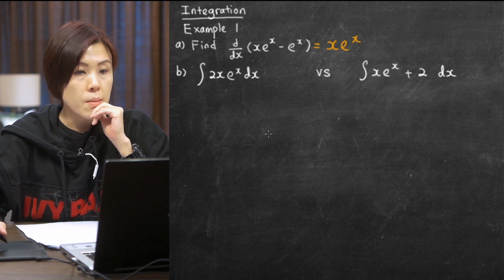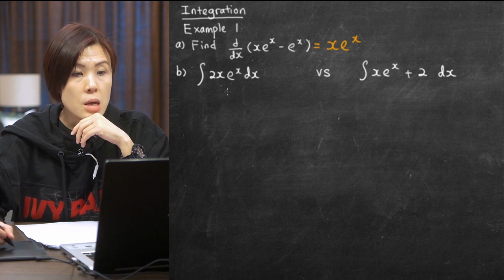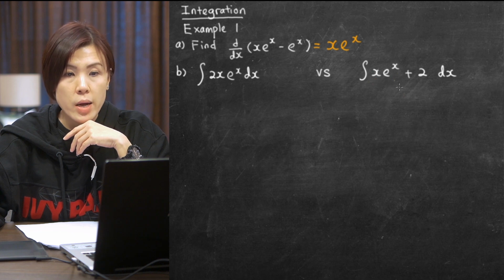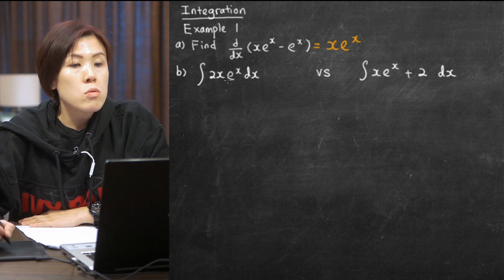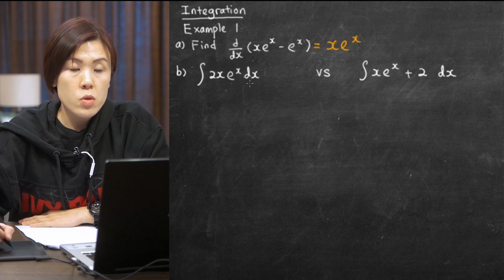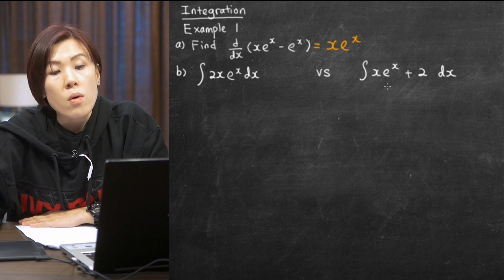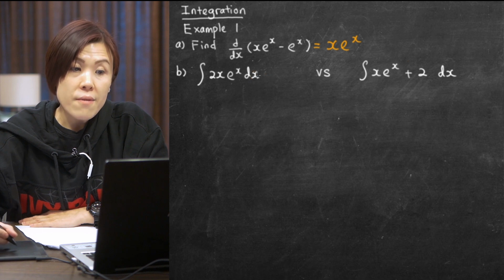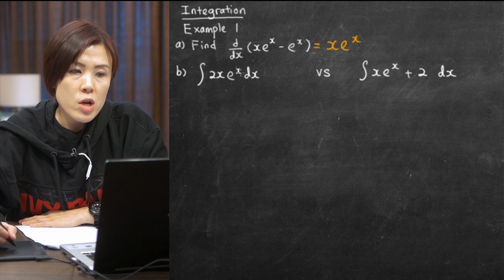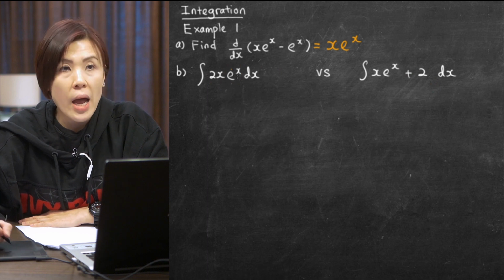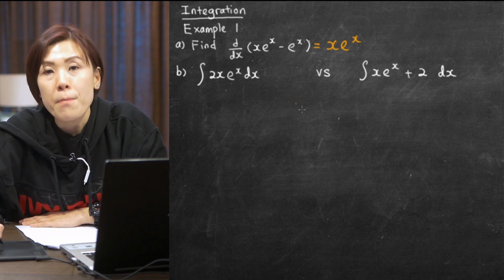Okay, in this example, we need to find the integration of 2xe to the power of x, and then another integration, xe to the power of x plus 2. If you compare these two forms, they look very similar. On the left side, we have xe to the power of x times 2, but for the integration on the right side, we have xe to the power of x plus 2. The left side times 2, the right side plus 2. For these integrations where we have x times e to the power of x, they can actually be found by doing integration by parts.